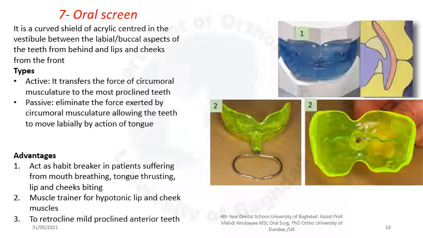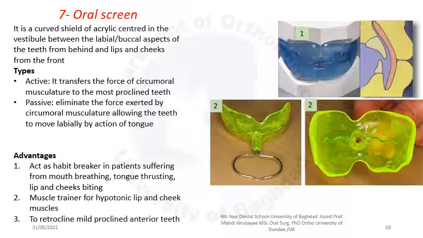Oral screen. It is a curved shield of acrylic centered in the vestibule between the labial and buccal aspect of the teeth from behind and the lips and cheeks from the front. Types. Active: it transfers the force of circumoral musculature to the most proclined tooth, while the passive appliance eliminates the force exerted by circumoral musculature, allowing the teeth to move labially by action of the tongue.